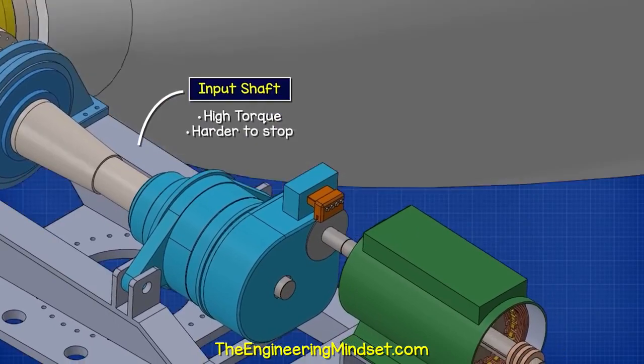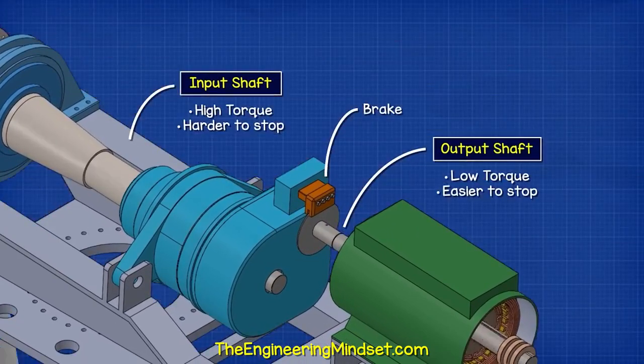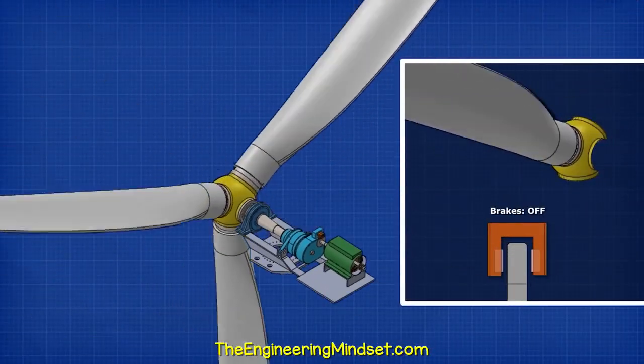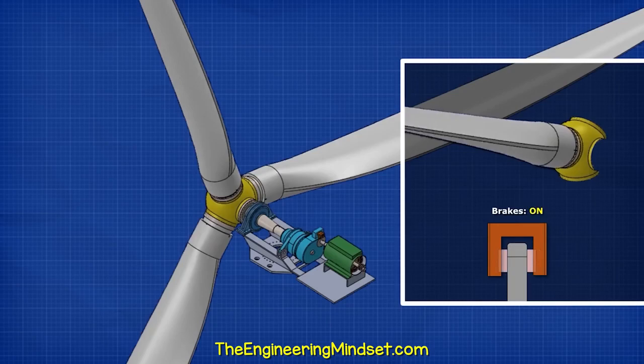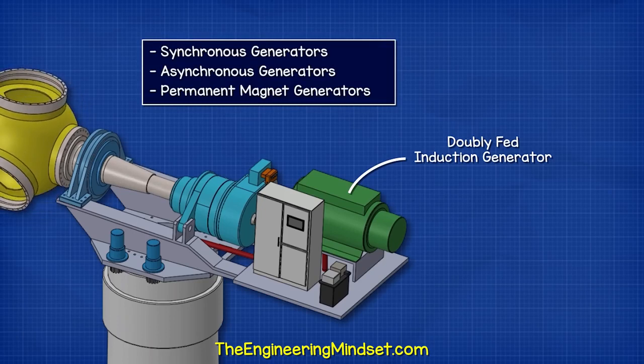We also have a hydraulic disc brake at the back of the gearbox because the shaft is low torque, so it's easier to stop. The blades are first used to stop the rotation. The brakes will then hold it in place, for example during maintenance. The doubly fed induction generator is the most common generator for large wind turbines.